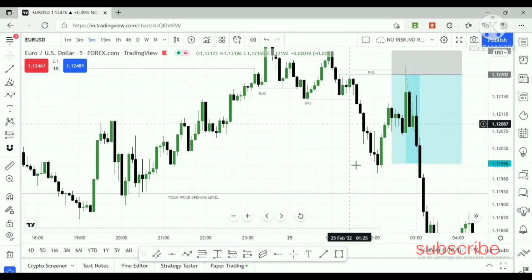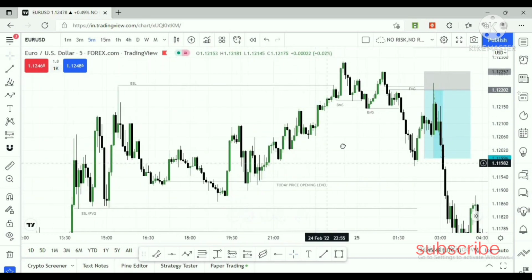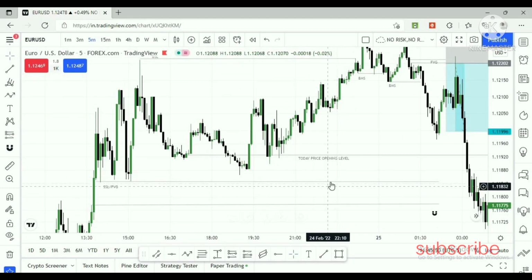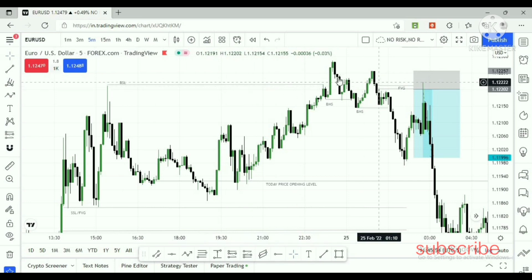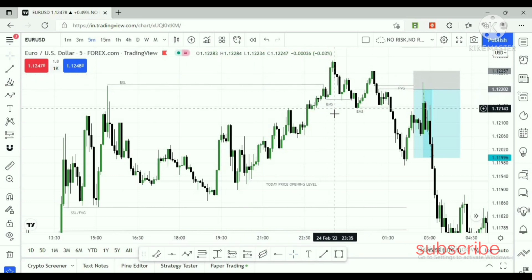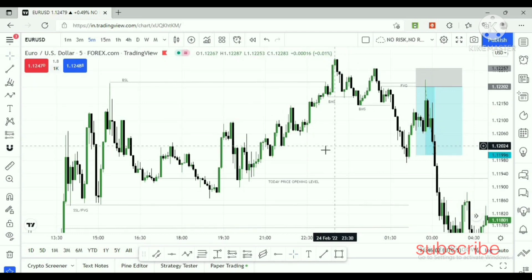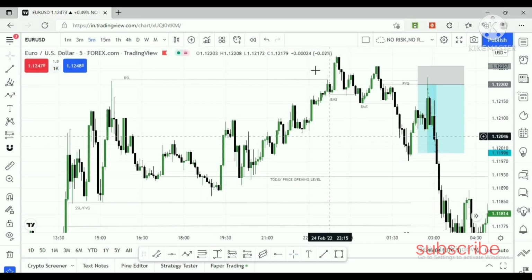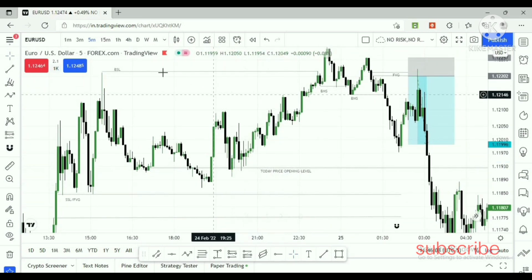At the same time, we know price will clear this sell side liquidity. Why? Because price first cleared this buy side liquidity. We know market makers always move in the market from liquidity to liquidity. They don't follow any patterns. At the same time, you can see price first cleared this buy side liquidity.